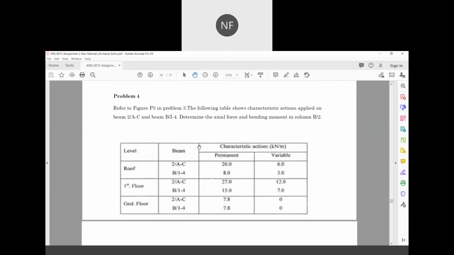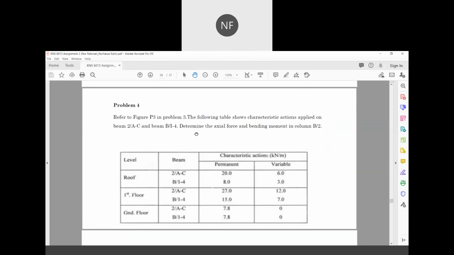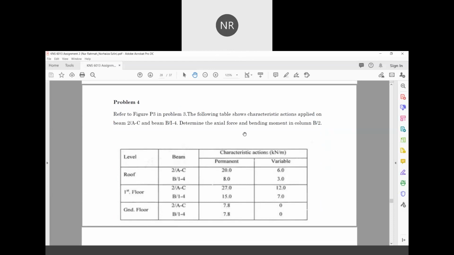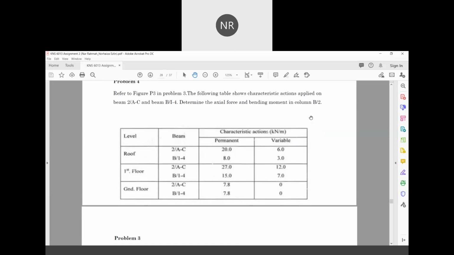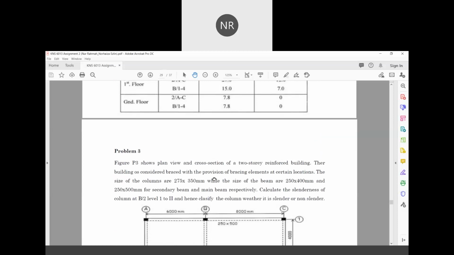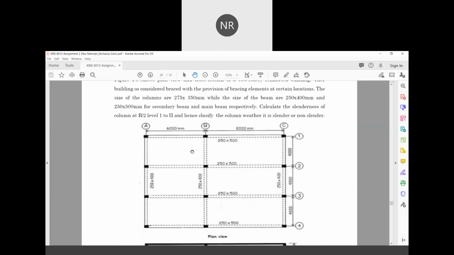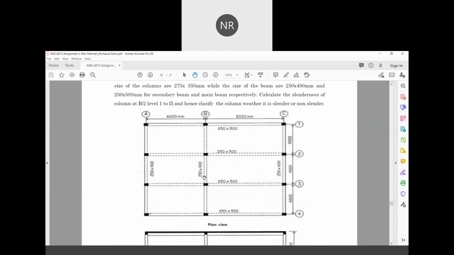Okay, we move on to problem number 4. We need to determine the actual force and bending moment of problem 3. So the force and bending moment in the column B2. The details of the beam are shown here, and also the previous figure on problem 3.